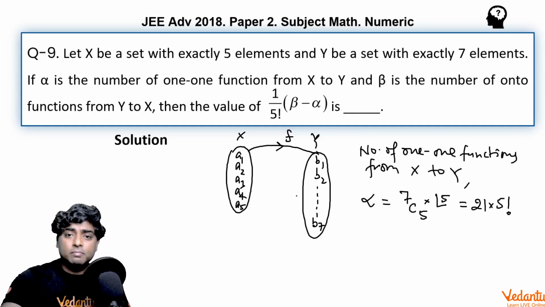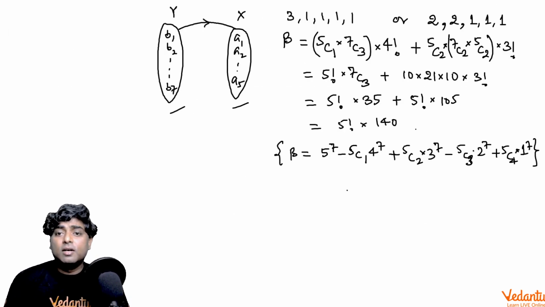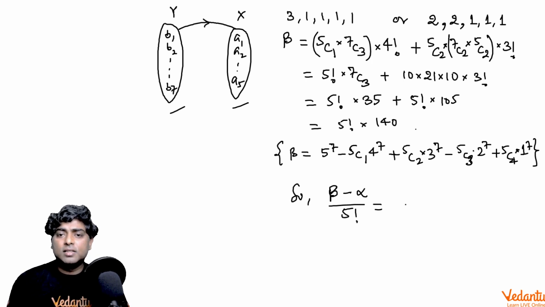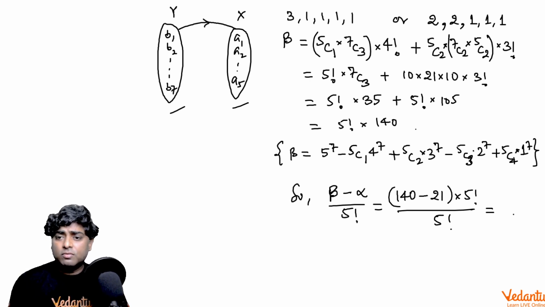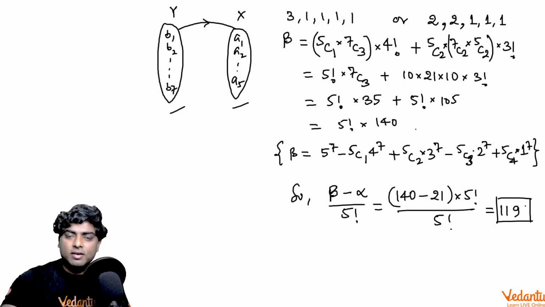The final question was to get beta minus alpha upon 5 factorial. Alpha we got as 21 into 5 factorial, beta as 140 into 5 factorial. So the answer to the question, beta minus alpha upon 5 factorial, is 140 minus 21 into 5 factorial divided by 5 factorial. So the answer to the question finally is 190. 140 minus 21, that is 190. Okay, got it?